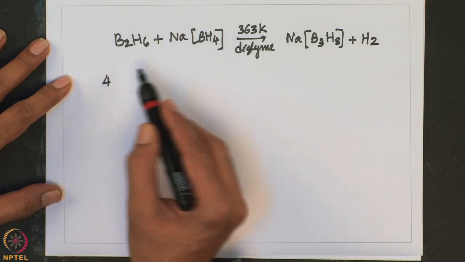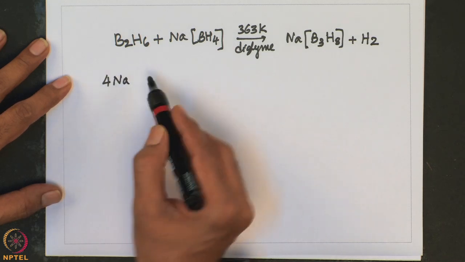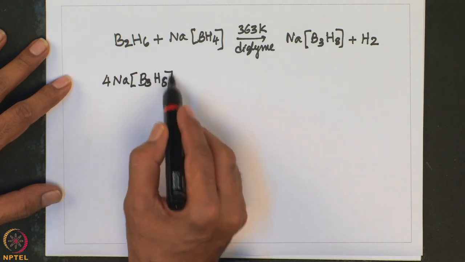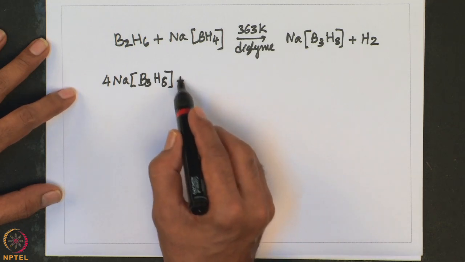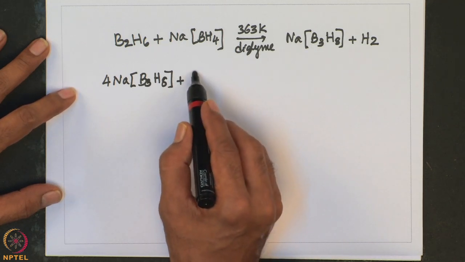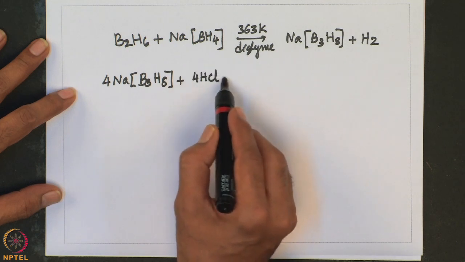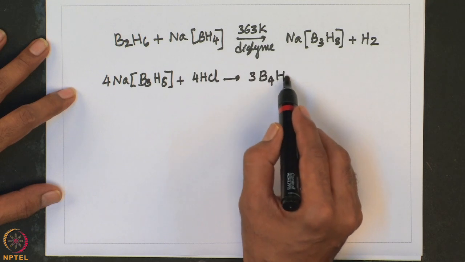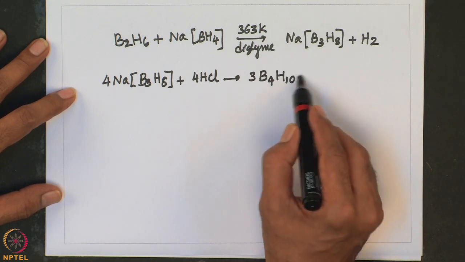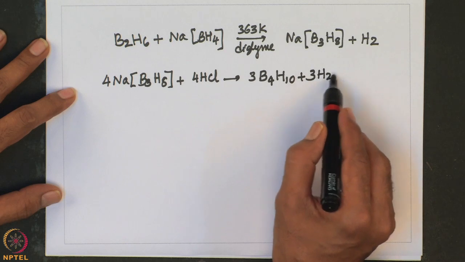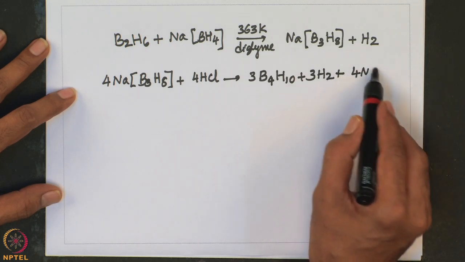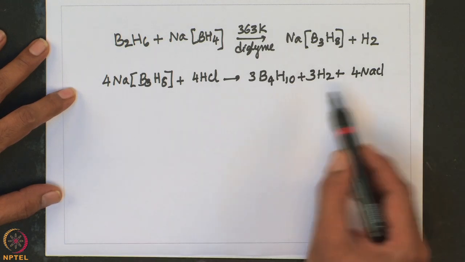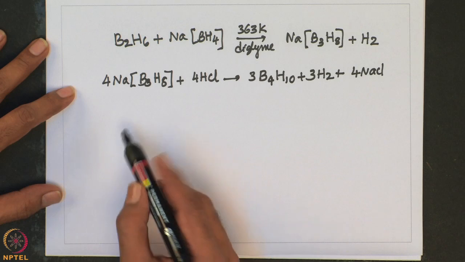Similarly, one can start from the anionic boron hydride, the same that is generated right now. When it is treated with hydrochloric acid, it gives neutral boron hydride B4H10, so one can see whether the equation is balanced or not.